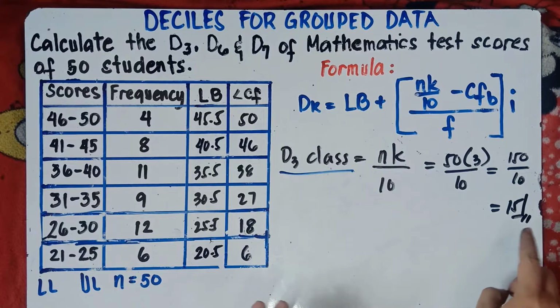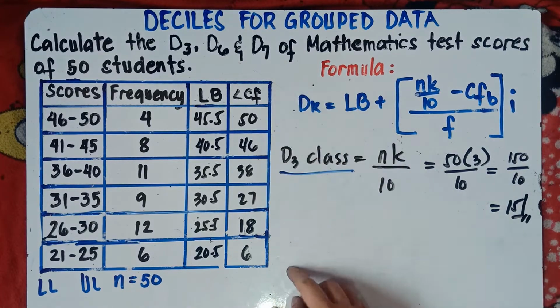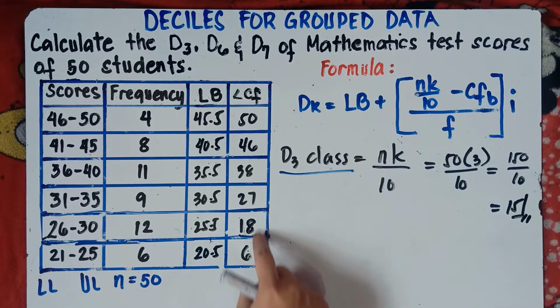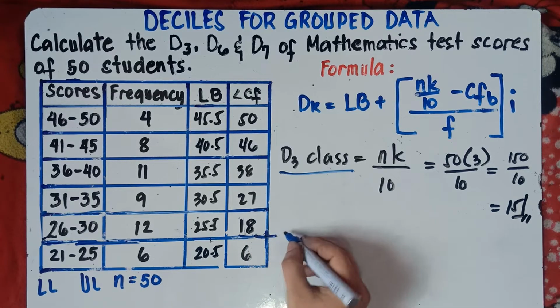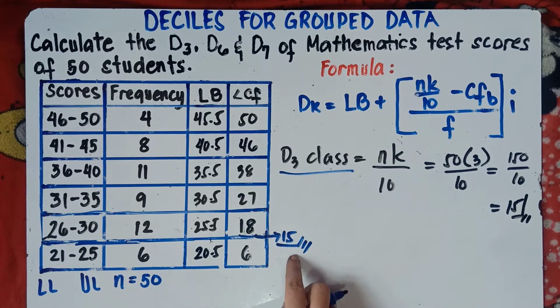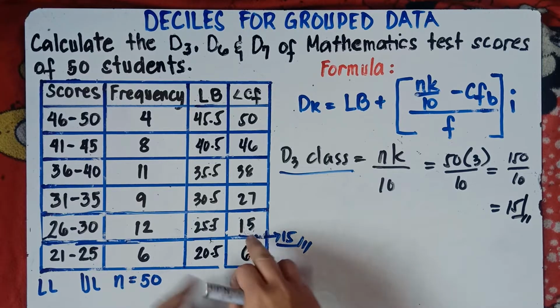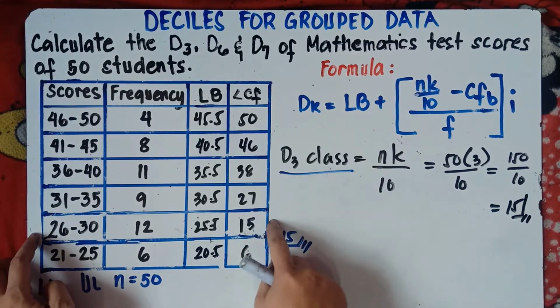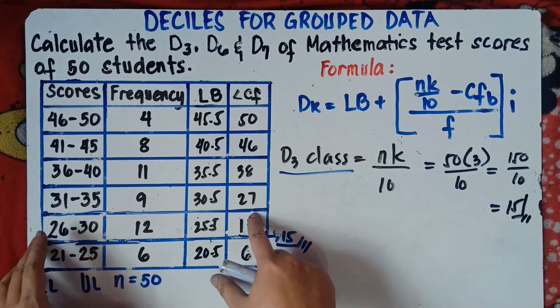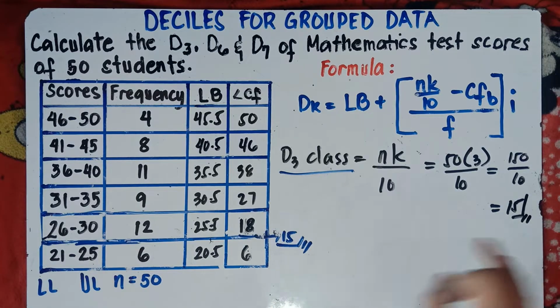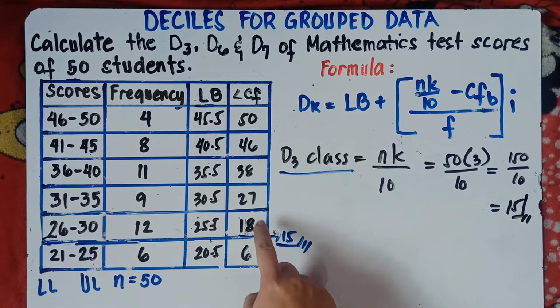Now, this 15, class, we will refer to in our less than cumulative frequency. Question, where is 15 in less than cumulative frequency? 15 is in between 18 and 6, right? 15 is here. Now, you need to select, class, greater than 15. Once again, always select greater than 15. Now, question, sir, what if this is exactly 15? If this is 15, class, automatically this will be your third decile class. Now, since we don't have 15, we only have 18, you need to select greater than 15. It should be equal or greater than 15, but we don't have equal to 15, that's why we need to select 18.